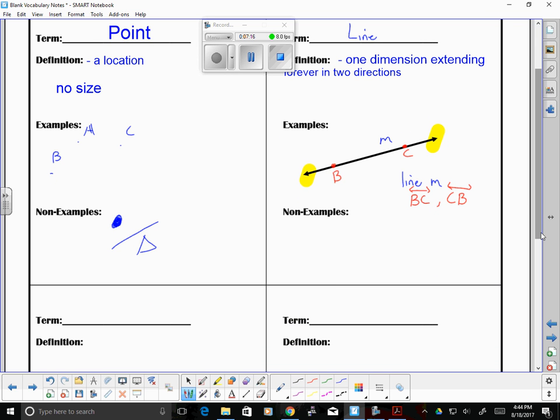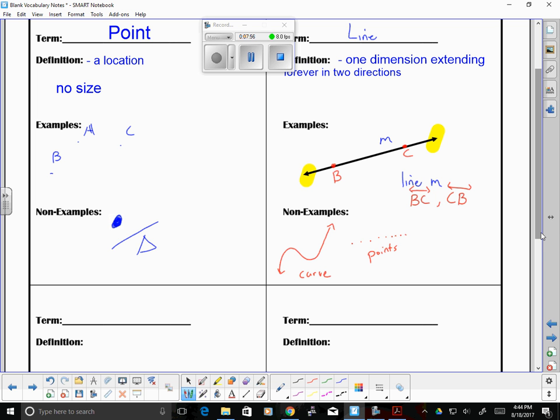What would be something that we might think of as a line, but it's not really? Well, in geometry, lines are straight. This would be what we might call a curve, but it would not be considered a line. Also, if I had a bunch of dots that were unconnected, these would be points, but not a line. So those are not examples of a line.